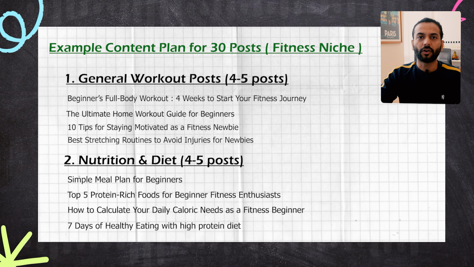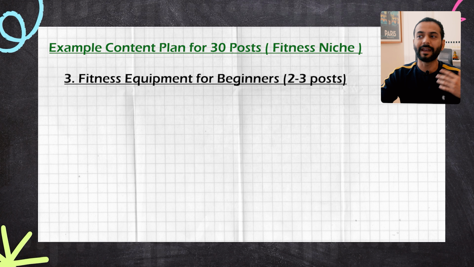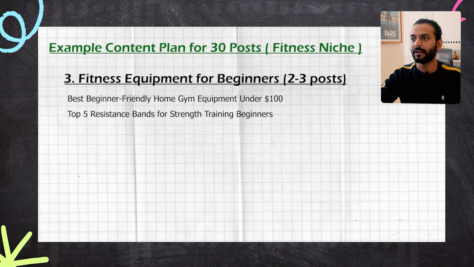The next category or topic could be fitness equipment, and you can write different blog posts. For example, you can write best beginner friendly home gym equipment under $100, or you can write a blog post about top 10 resistance bands for strength training for beginners. You can write 2 or 3 blog posts related to fitness equipment.